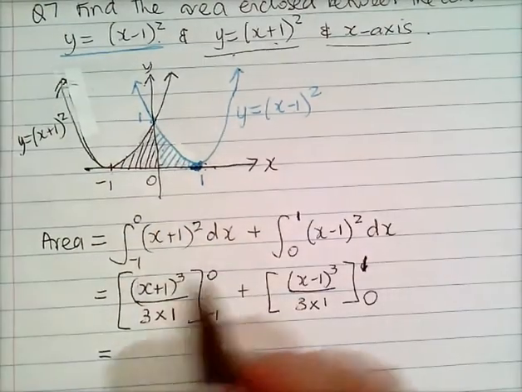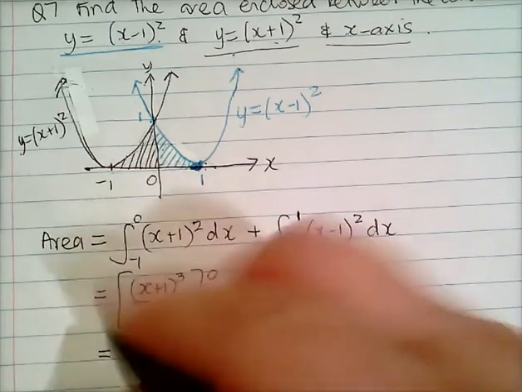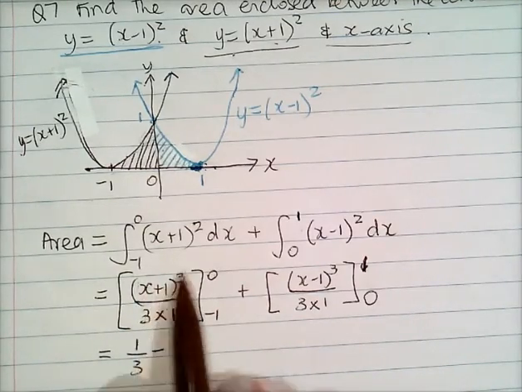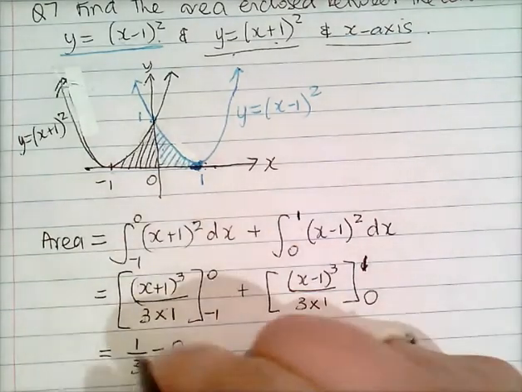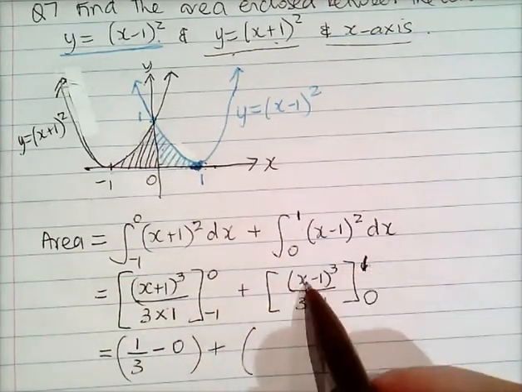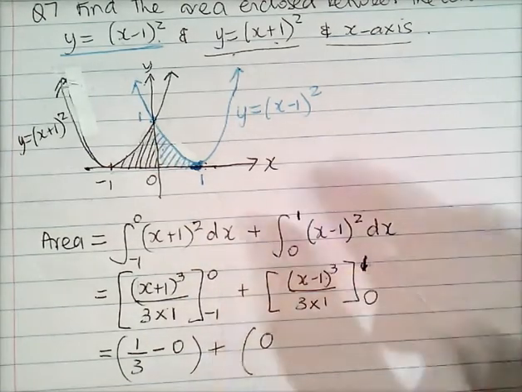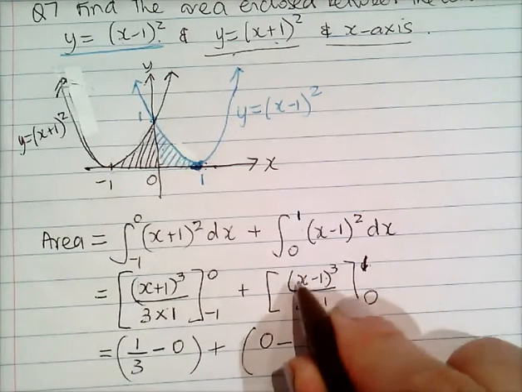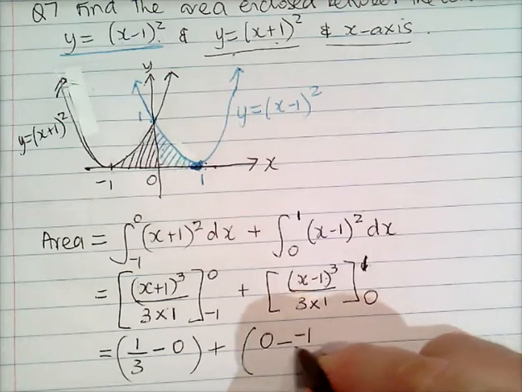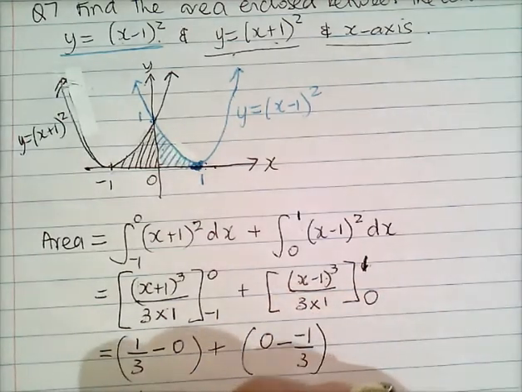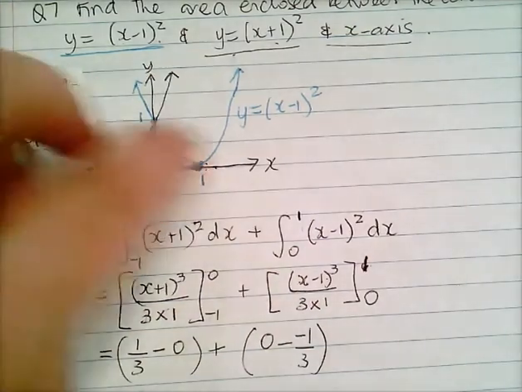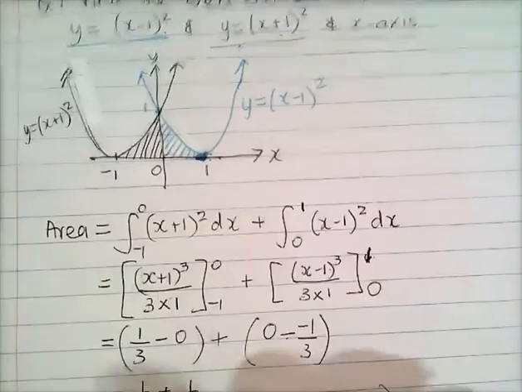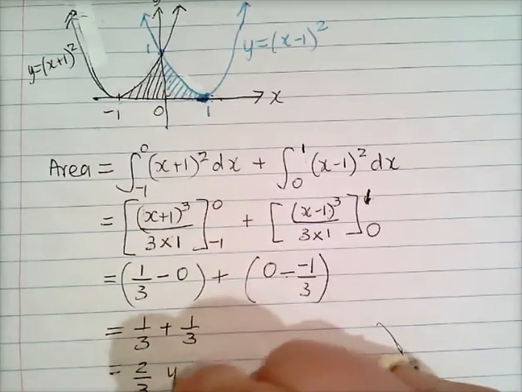So let's do our substitutions. X is 0, you get 1 cubed, which is 1 on 3, minus, substituting in negative 1 plus 1 is 0, so you get 0 cubed is 0 on 3 is 0, plus my other area, substituting in 1, you get 1 minus 1 is 0, so 0 cubed is 0 over 3 is 0, minus, substituting in 0, you get 0 minus 1 is negative 1 cubed is negative 1 over 3. Remember to put it over the 3. So I've got a third plus, we know that these two areas are the same size, so minus negative a third becomes plus a third. So the area is a third plus a third, which is 2/3 units squared.